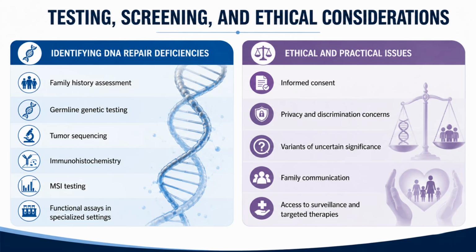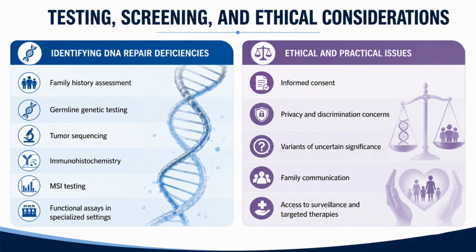Welcome, everyone. Today we are looking at testing, screening, and ethical considerations regarding DNA repair deficiencies, which are divided into two major pillars: identifying these deficiencies clinically and navigating the ethical or practical issues that come along with them. We begin with a family history assessment, which serves as our first line of defense to spot potential hereditary patterns or familial cancer risks.